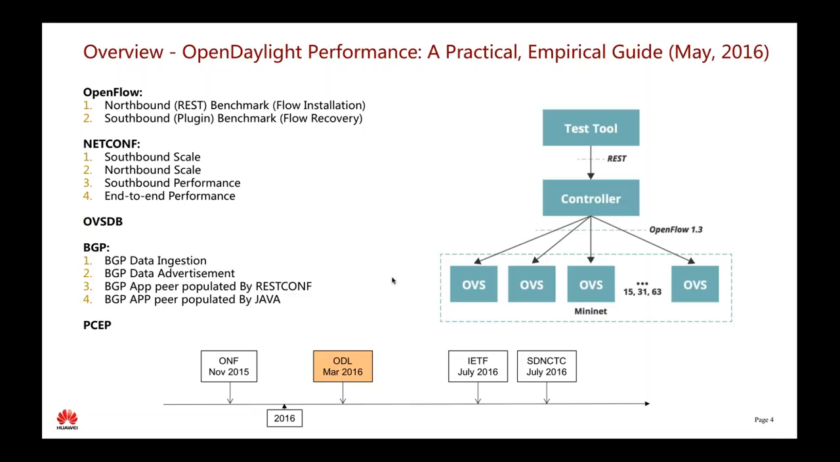In March 2016, OpenDaylight also published a performance report. They actually published that twice: first in March, and the second one in May for some update and correction. Their testing cases contain different protocols like OpenFlow, NetConf, OVSDB, BGP, and PCEP. And on the right part, as you can see, this is their setup for OpenFlow. Because they do some comparison data in this part, it's getting a lot of attention, I believe.